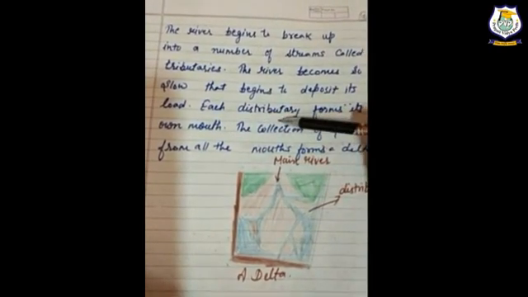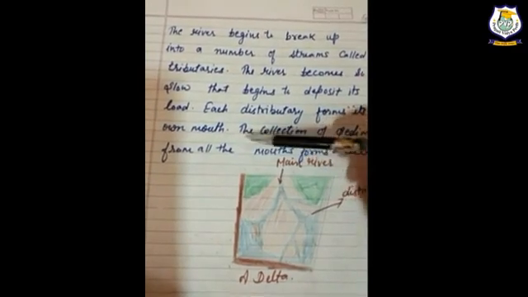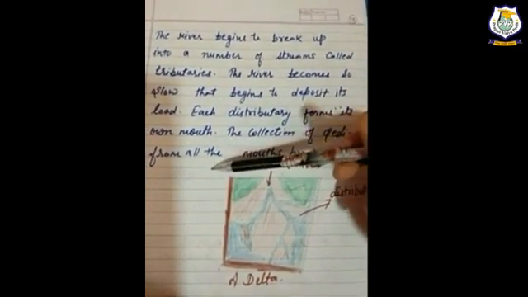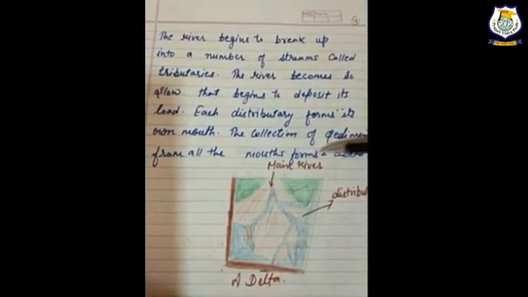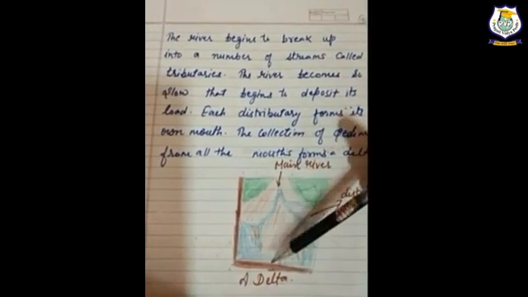Each distributary forms its own mouth. The collection of sediments from all the mouths forms a delta, and this figure shows the delta.